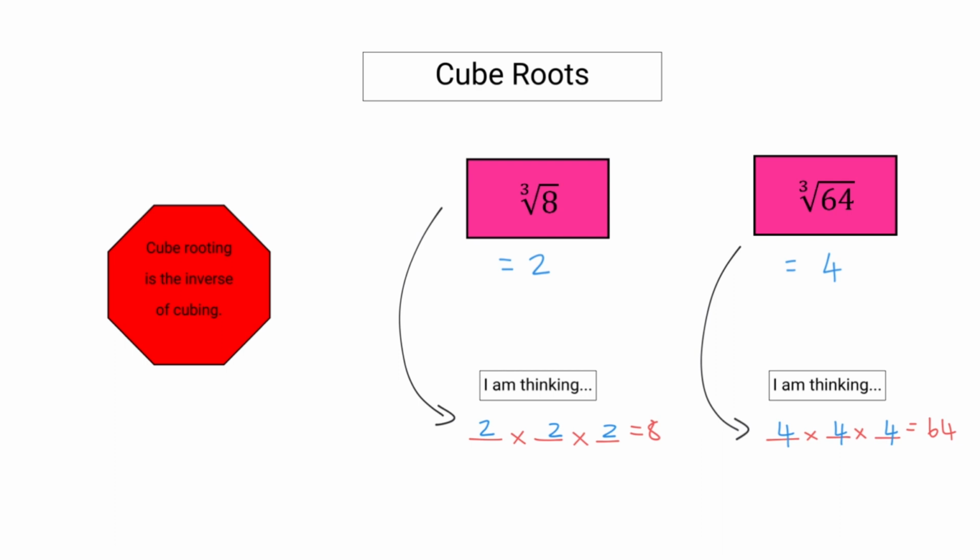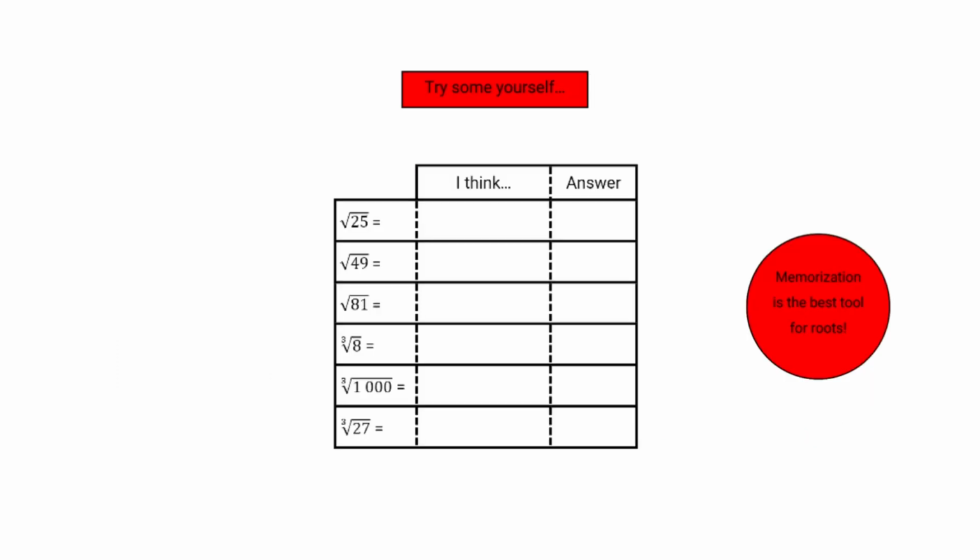Okay, now that you know how to work out the square roots and cube roots, it's time for you to try some yourself. As you can see, there are 3 square root sums and 3 cube root sums here for you to try. Remember, this I think column is what you'll eventually end up doing in your head. But for now, while the skill is new, it's a really good idea to write this part down to help your brain to form the neural pathway for this skill. Okay, what you're going to do now, you're going to pause this video, work out your answers, and then come back to the video to see if they are correct.